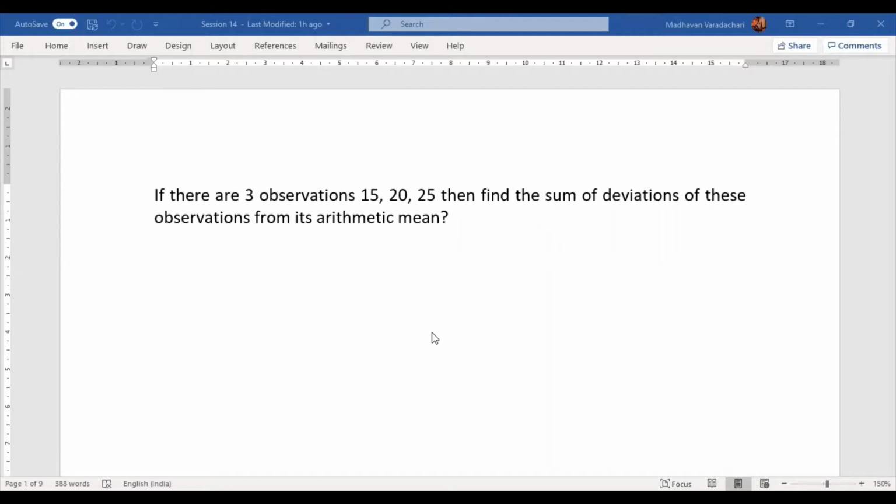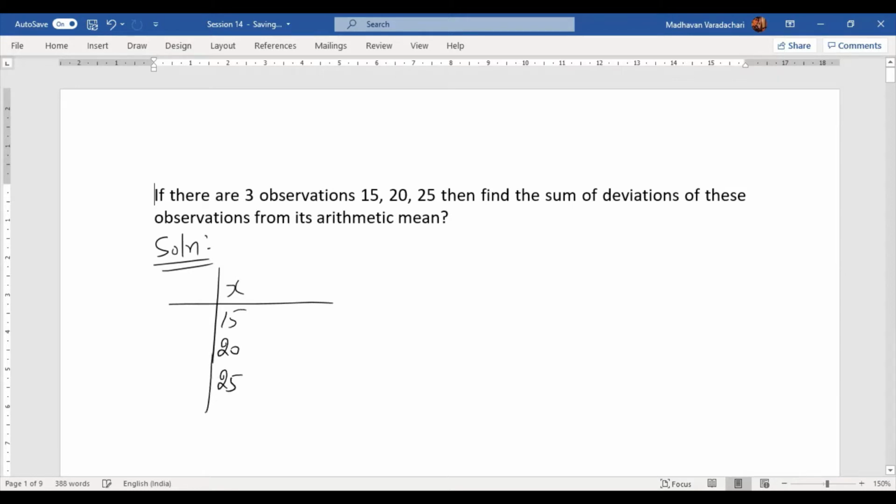So the very first problem is given as: if there are three observations, 15, 20, 25, then find the sum of the deviations of these observations from its arithmetic mean. So primarily what we will do is consider these observations as x. I'm going to consider 15, 20 and 25 as observations. So there are three observations.